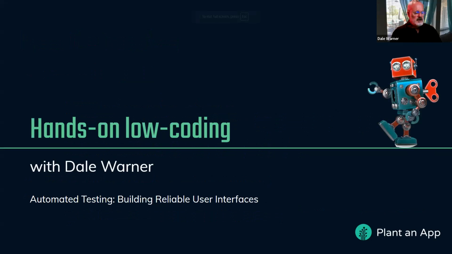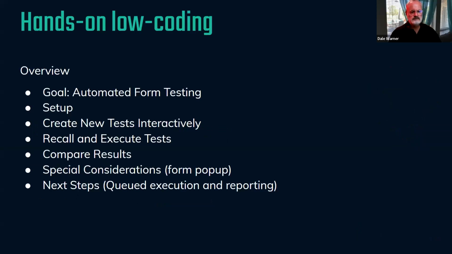So the hands-on low coding topic today, the remainder of this hour, will be presenting about automated testing and trying to build user interfaces, forms in this case, that you can test and therefore maintain reliability with them. The overview of what we're trying to accomplish is that we'll talk about the goal, being able to set up an automated form testing scenario. I will be going through the setup of exactly one way to accomplish this. Obviously, there are many ways, but this will be one solution that you can directly implement.